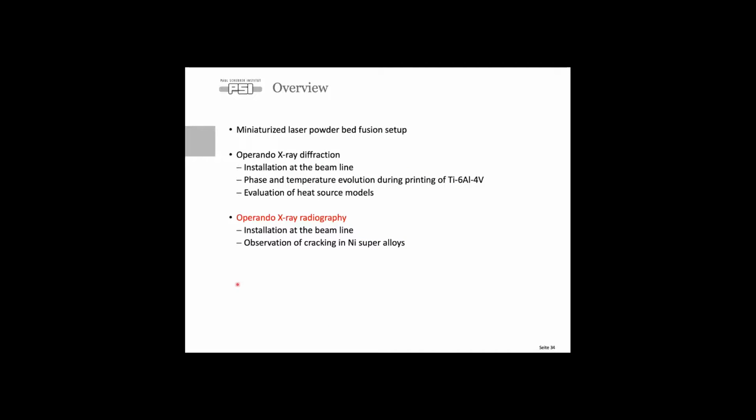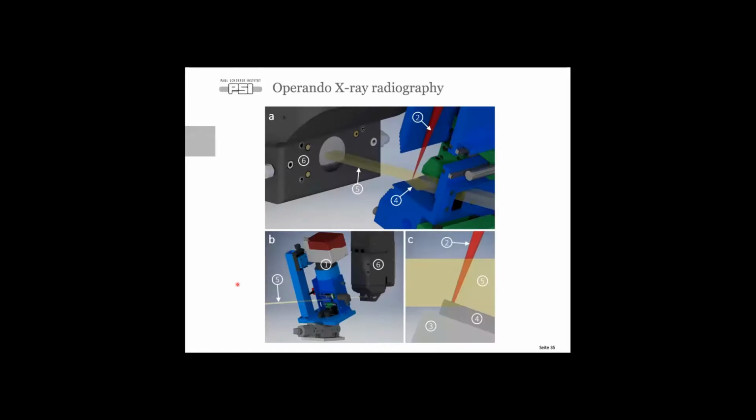So for the last 10 minutes of the presentation, I will switch now to radiography mode. With our diffraction, we have the possibility to look at the evolution of the phases and the temperature and so on, but we can't see defect creation. And in particular, we are interested in looking at the evolution of cracking and pore formation and so on in our samples. And of course, radiography is there the established method. So this is the setup. So again, we tilt our machine by 20 degrees.